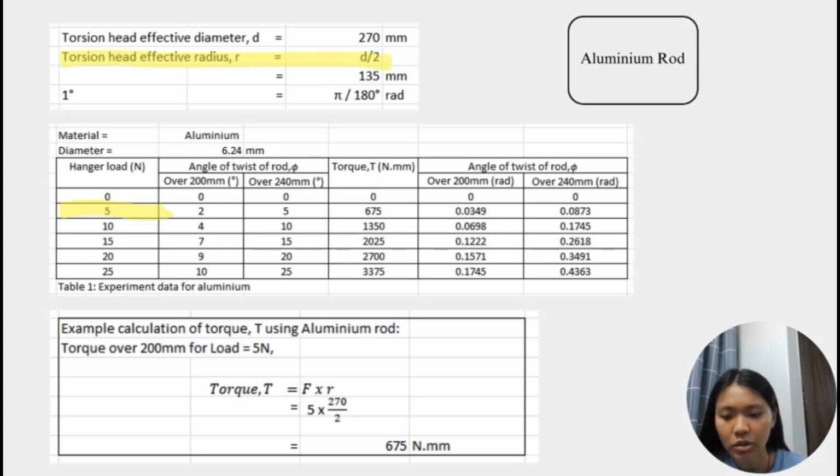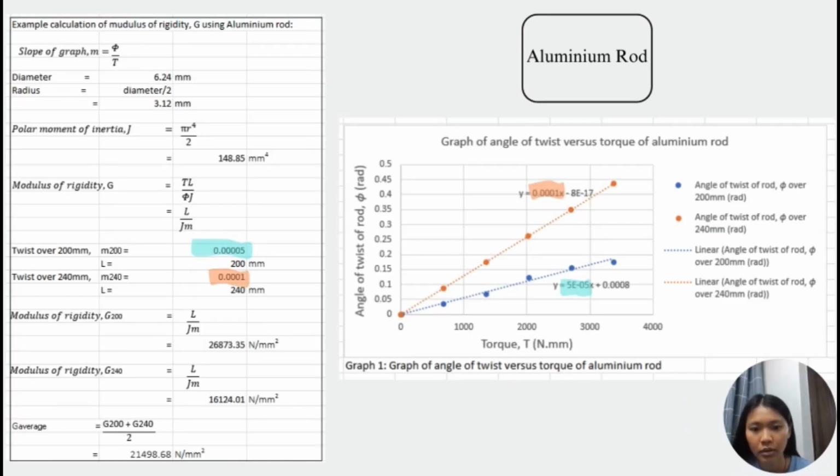An example calculation of torque using the aluminum rod is shown below Table 1. Torque equals the force applied times the radius of the torsion head effective. Next, the graph of angle of twist in radian against torque is plotted. The gradient m is obtained from the graph plotted.